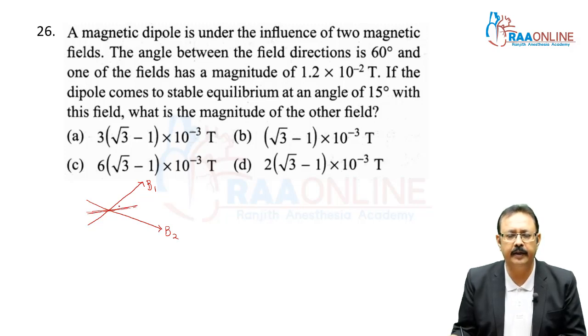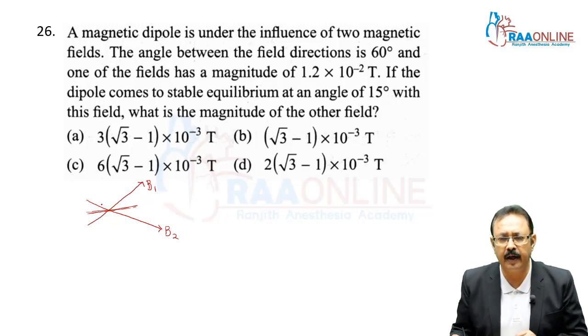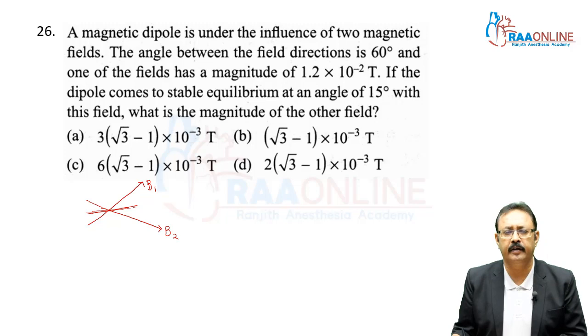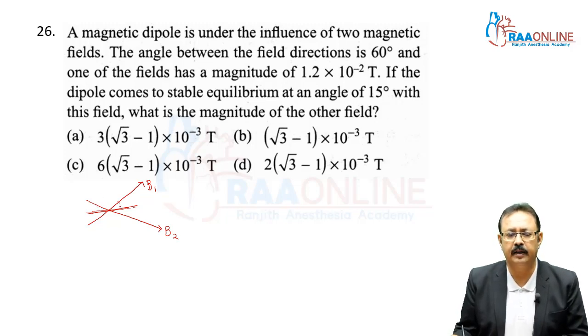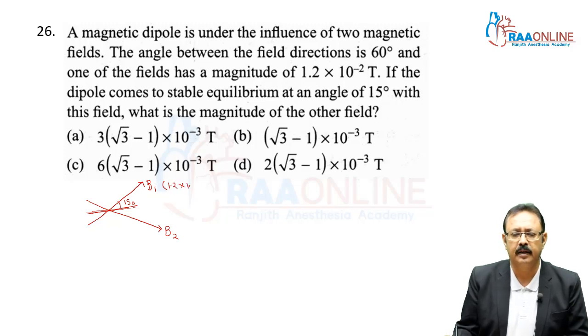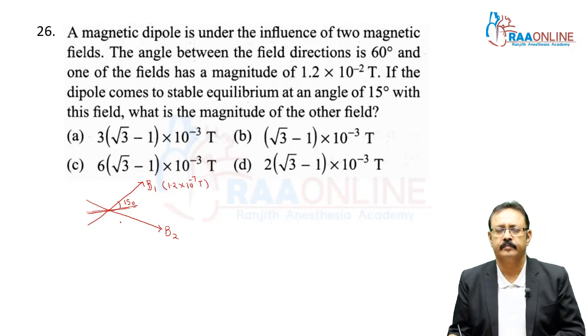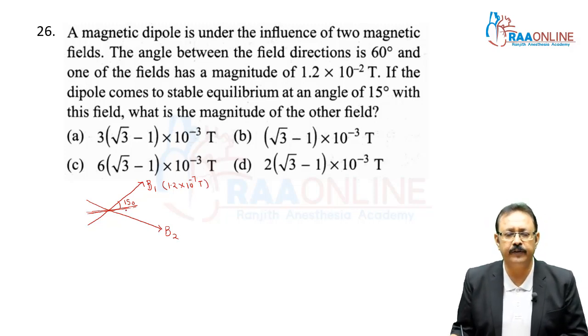If your magnet is making angle 15 degrees with the given field, B1 is 1.2 into 10 to the power minus 7 Tesla. It means with the second it will make a 45 degree.